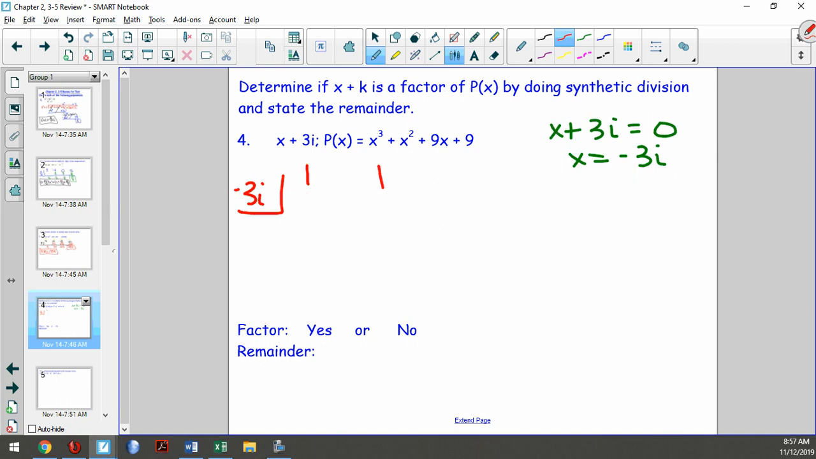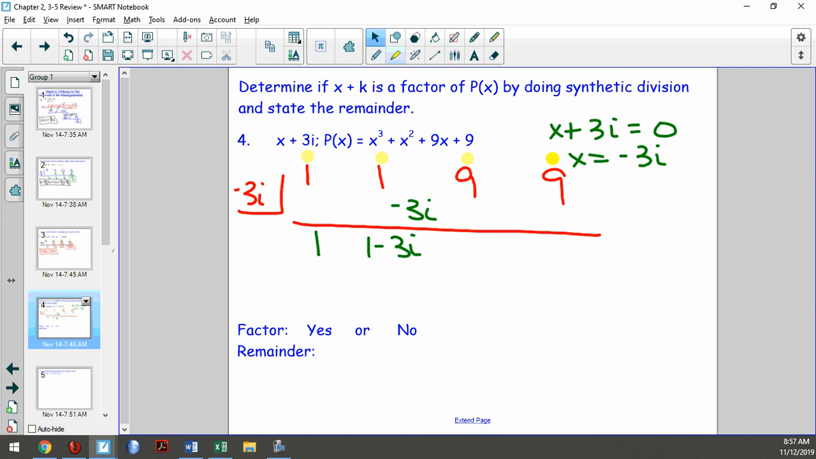1x cubed, 1x squared, leaving space, there's a 9, and then leaving space, there's another 9. Checking your powers, 3, 2, 1, 0. Did I miss any? No, I did not. Drop down the 1, multiply on the diagonal. Why did I place the negative 3i to the right of the 1 below it? Because I have to leave room for the real number, and then to the right of it, the imaginary number part of it. Do we all understand that? So you're going to have 1 minus 3i.